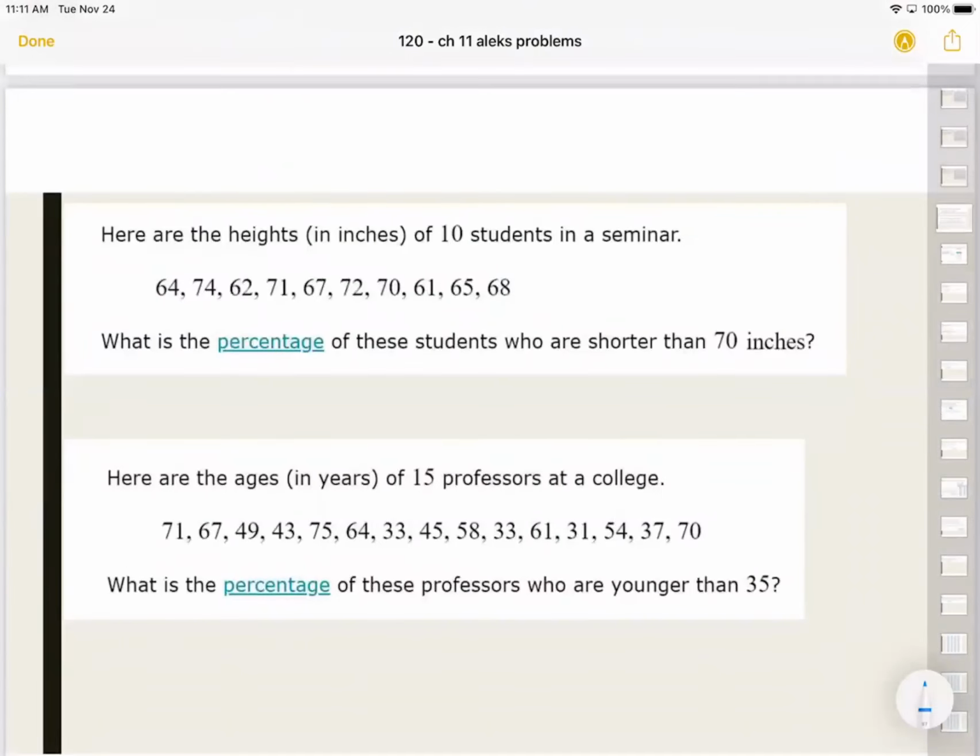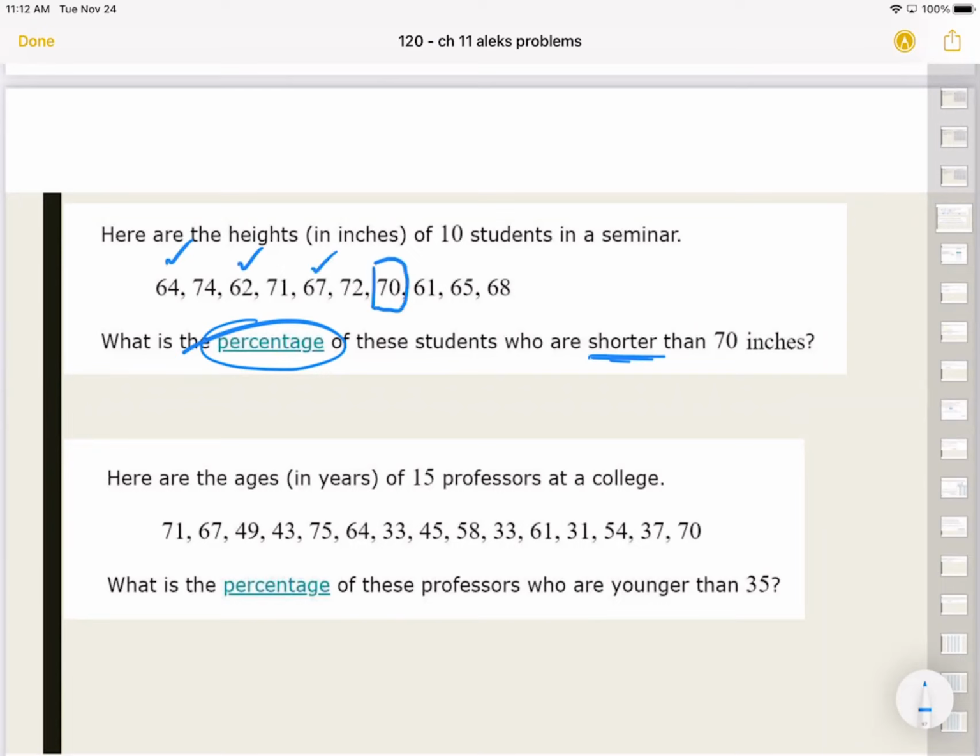This is the other item that we have, where they ask you for the percentage of the data. How do you find the percentage of students who are shorter than 70 inches? Because they ask for shorter than 70 inches, you need to ask yourself how many data are shorter than 70 inches. Again, we cannot include the 70.